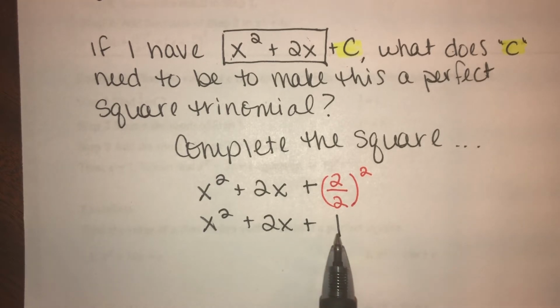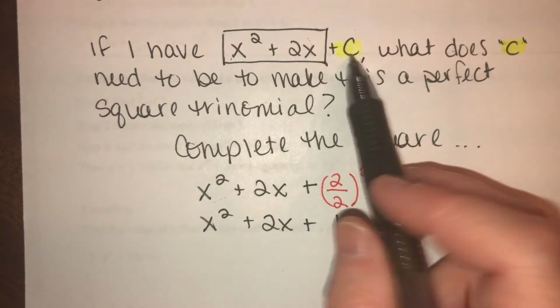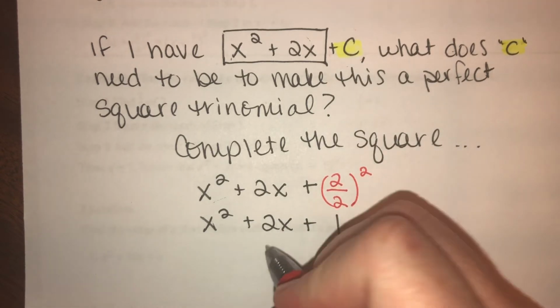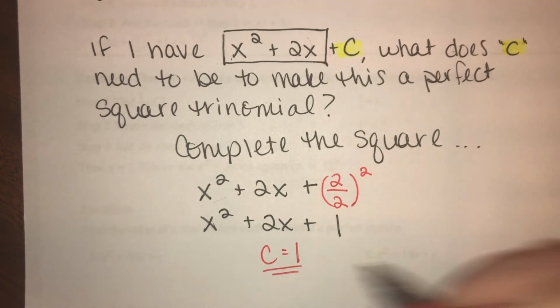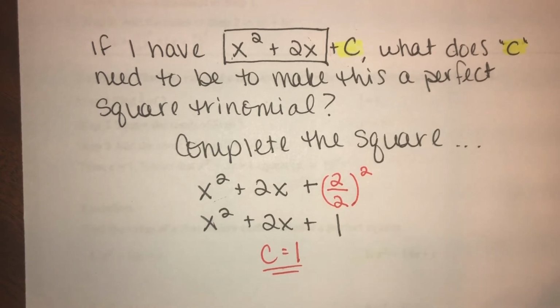So what does C have to be for this to be a perfect square trinomial? C has to equal 1. That would be the solution there if we're solving for C. We're trying to figure out what C is, right?